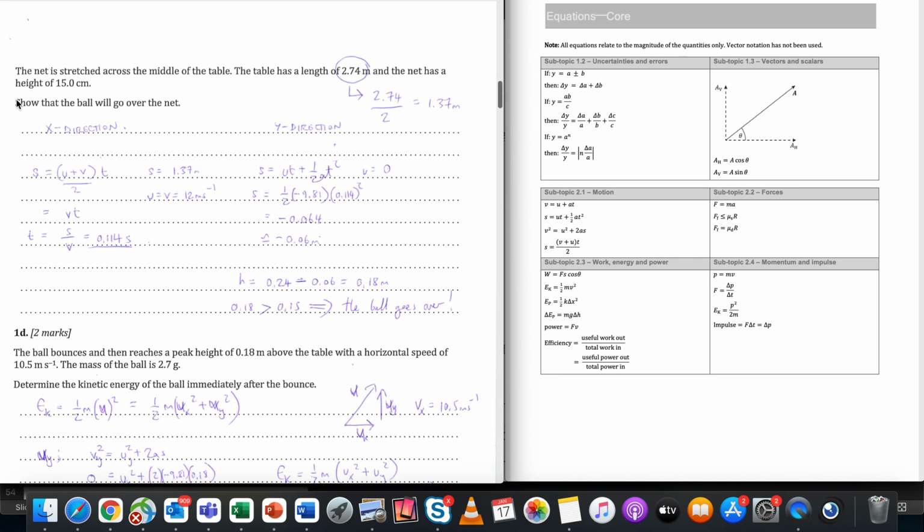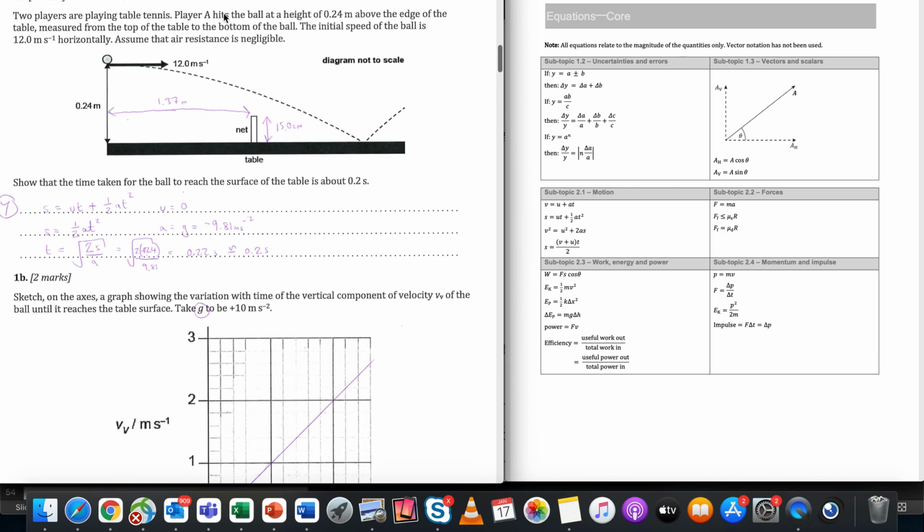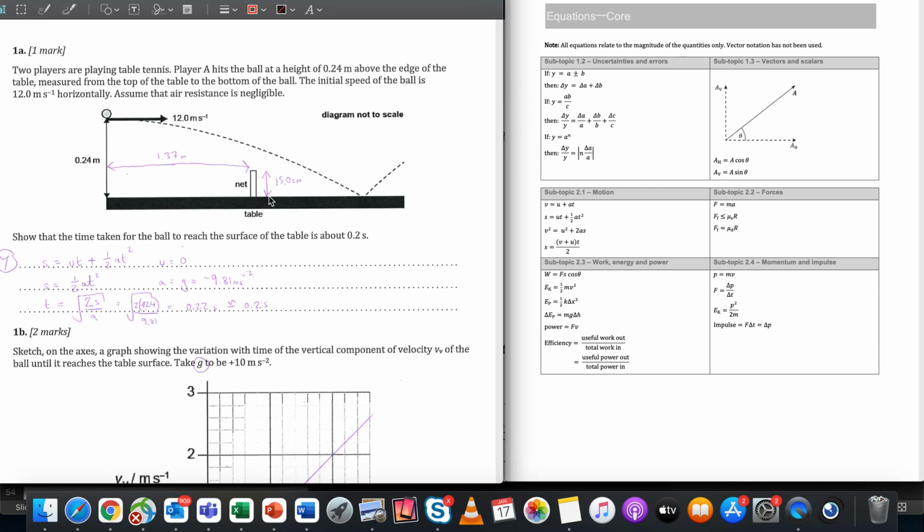Now we'll just go back down. What are we being asked? We're being asked to show that the ball will go over the net. So in essence, what you're being asked to consider here is the position, both in x and y, of the ball when it's here. So when x is equal to 1.37, is the y position greater or less than 15 centimeters? If it's greater, then it goes over, and if it's less, then it's not going to go over.